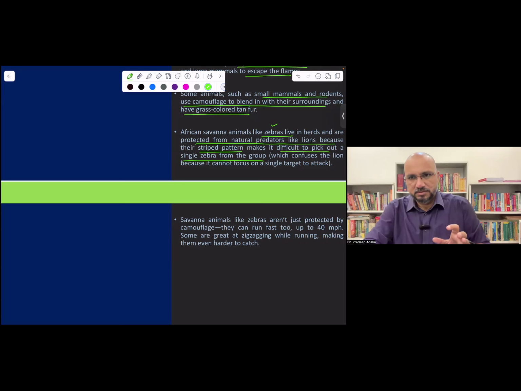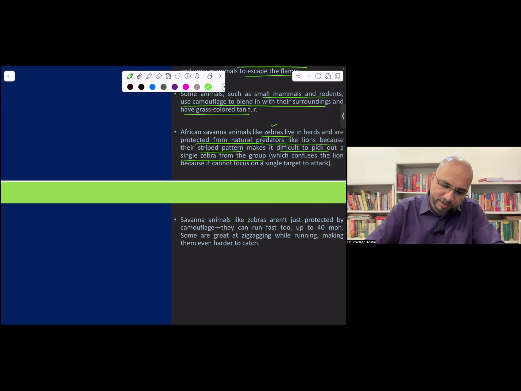Now, the lion pride, the lioness generally goes for the hunt. Okay, the male will protect the cubs, right? So these lionesses will not be able to single out a zebra to catch in a group. When they are moving in groups, these striped patterns make it difficult to single out a particular zebra. It confuses the lion because it cannot focus on a single target to attack.